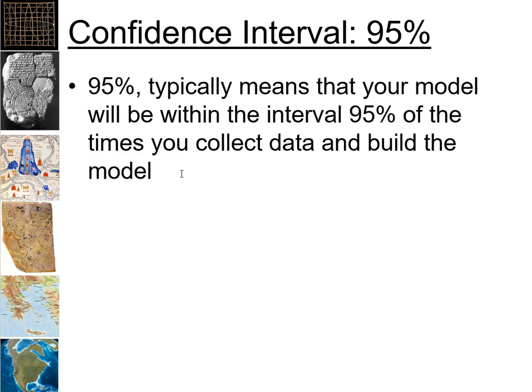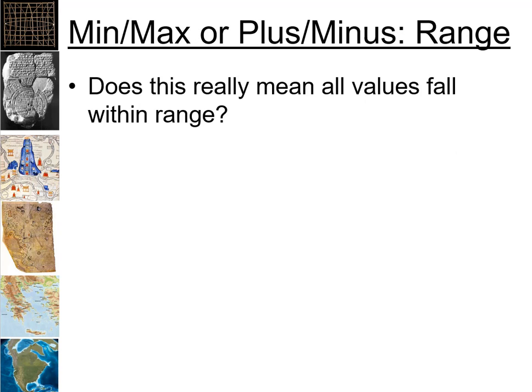Confidence intervals are similar to standard deviation, except they're usually around a distribution. And that means that your confidence interval represents the 95% chance that if you collect data and build a model again, you're going to get the same thing. And we'll talk about that in 570 if you take 570.